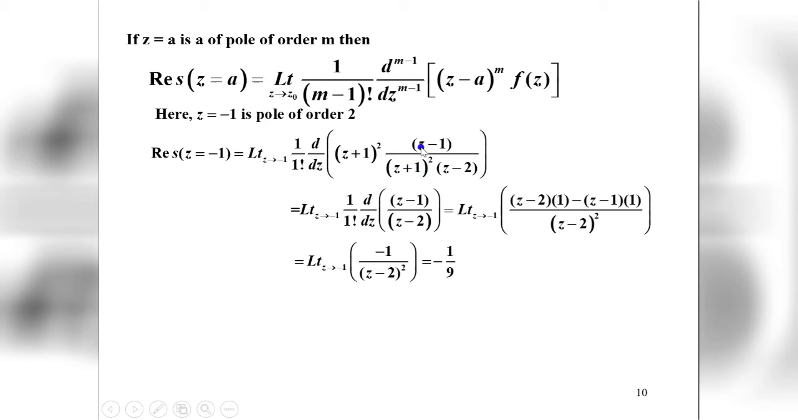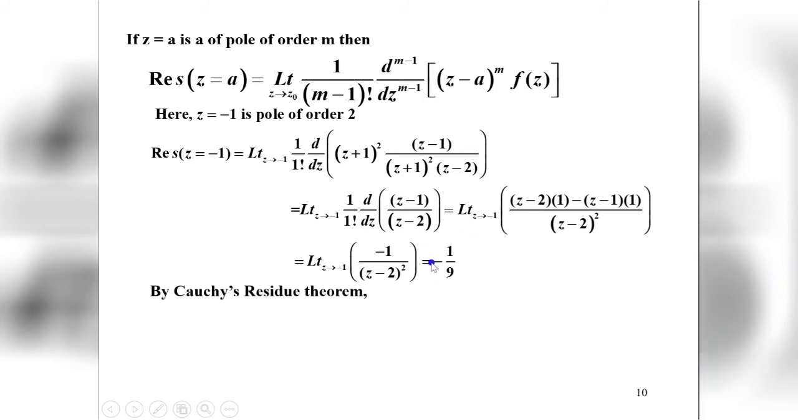We can cancel (z plus 1) whole square, and the remaining terms are z minus 1 and z minus 2. By applying limits, and differentiation of these functions by applying the u by v formula, we are getting -1 by 9.